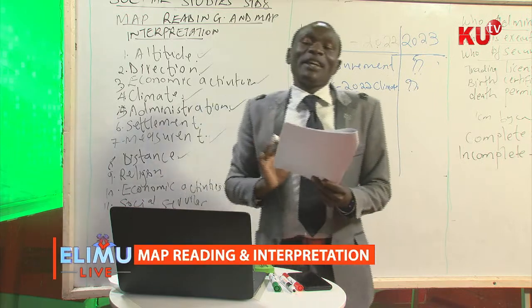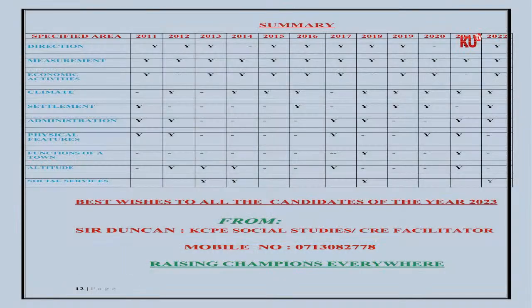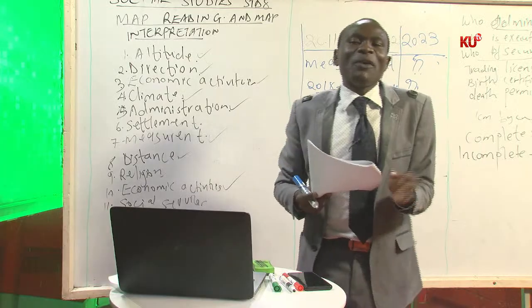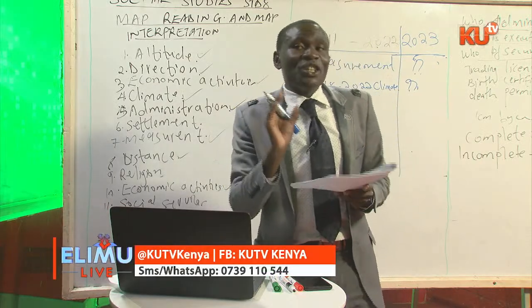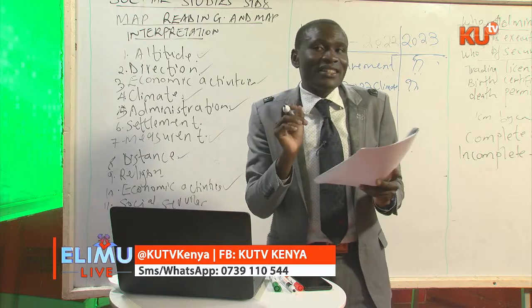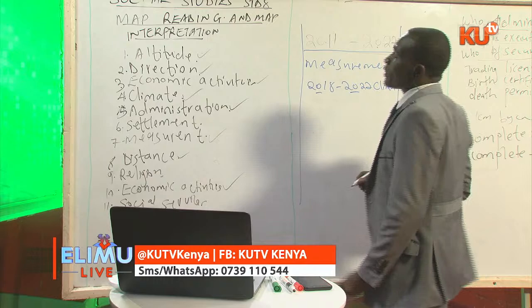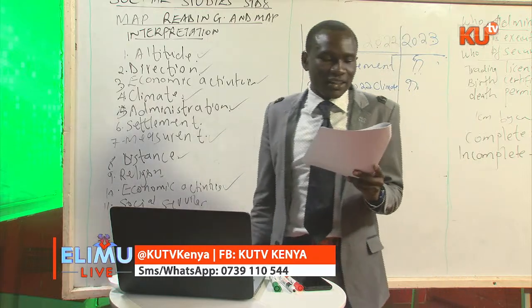Settlement. Settlement is a question that has also been coming. It came in 2011. From 2011, for the next 4 years, it did not come. Until 2016, it came one year, and then it missed. And then from 2018 to 2020 it has been coming. 2021 did not come. 2022, it came. If you look at settlement as an area that is most commonly examined, you will find that the pattern in which it has been set is also amazing, based on what we are looking at for KCPE 2023 for the candidates who are going to sit for that exam.